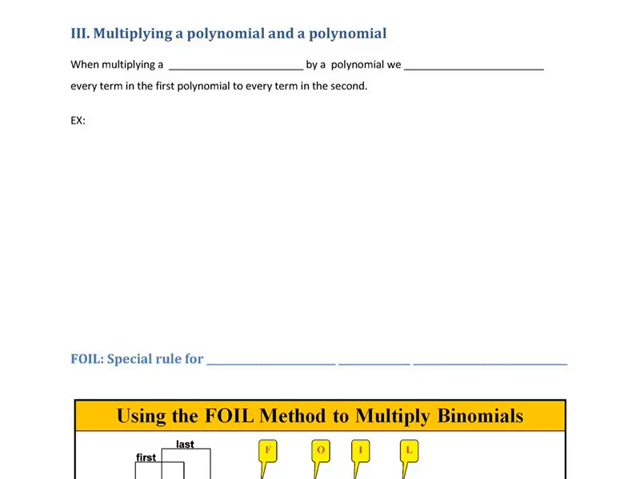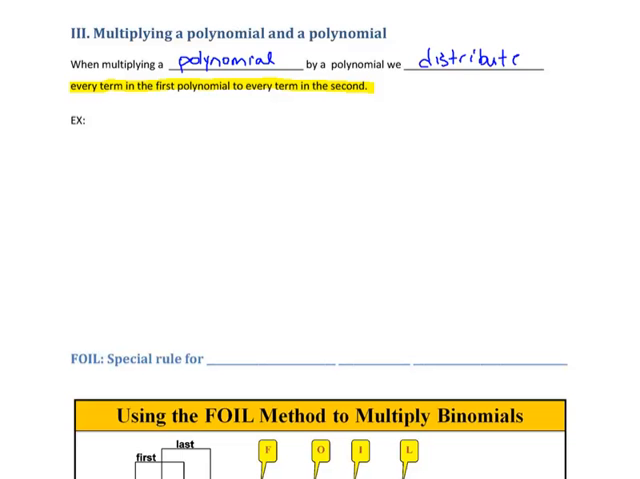Okay, now for the big one. Whenever we're going to multiply any polynomial times any polynomial, this is the rule that you've got to remember. So when multiplying a polynomial, no matter how many terms there are, by another polynomial, we distribute, just like we did before, but here's what we do. We distribute every term in the first to every term in the second.